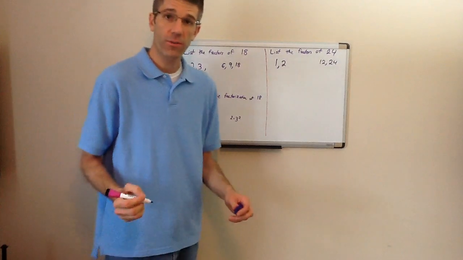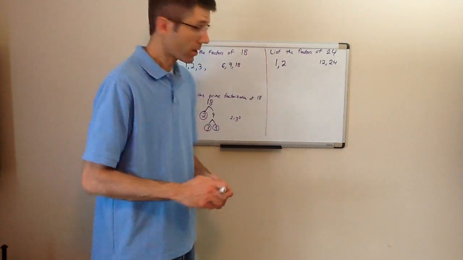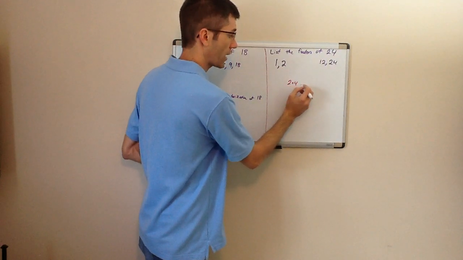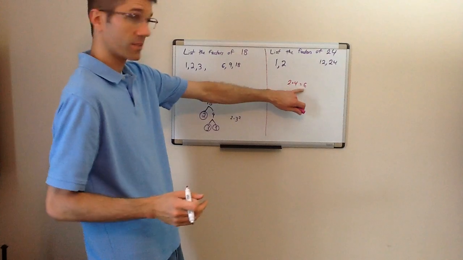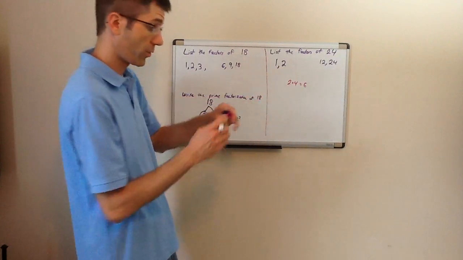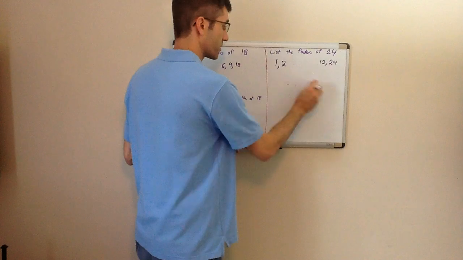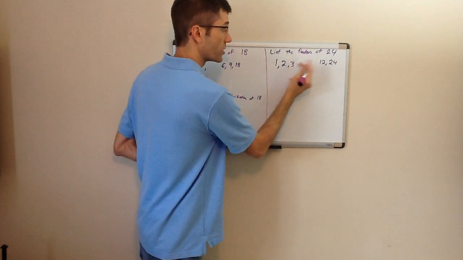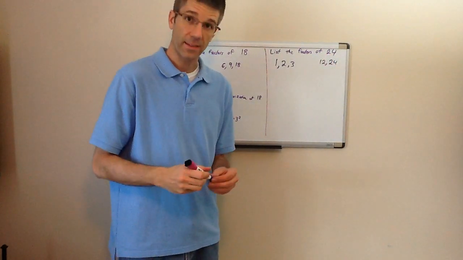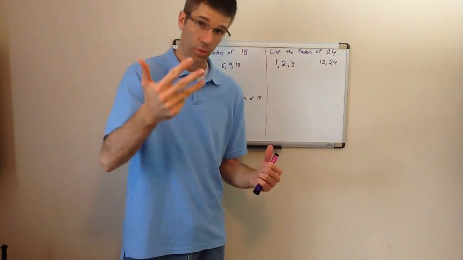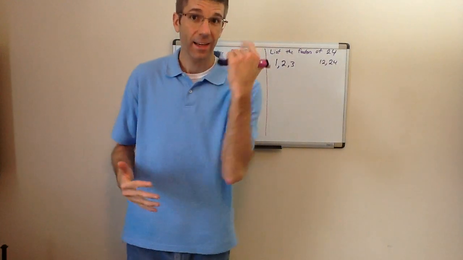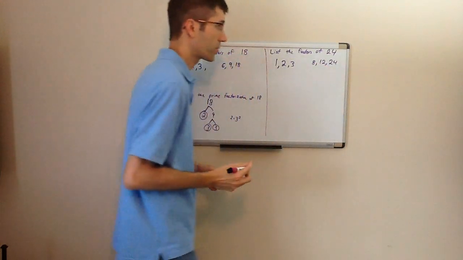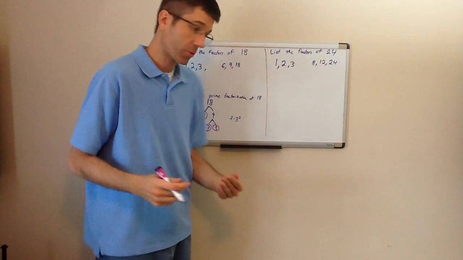Okay, does 3 go into 24? Yes, it does. Again, real quickly, here's how I know. 24, we're going to add 2 plus 4 and we get 6. 3 goes into 6, so 3 better go into 24. And it does. So 3 goes into 24 8 times. 3, 6, 9, 12, 15, 18, 21, 24. 8 times.